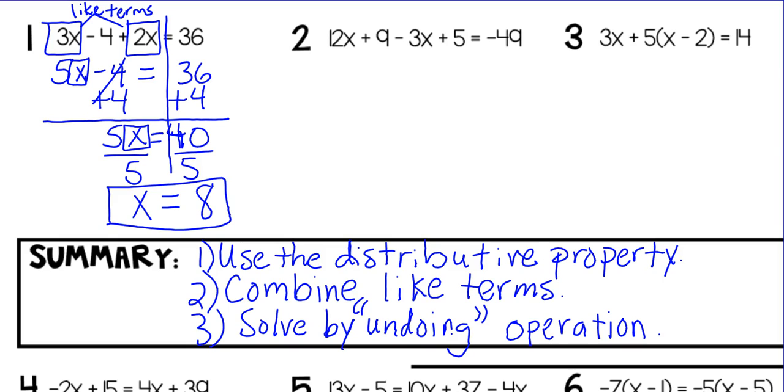Any questions on that first problem? Pretty easy. You're just combining. The only extra step is to combine the like terms. All right. The second one has a little bit more to it.